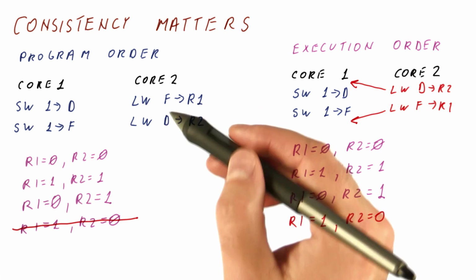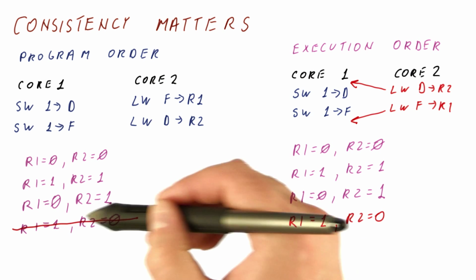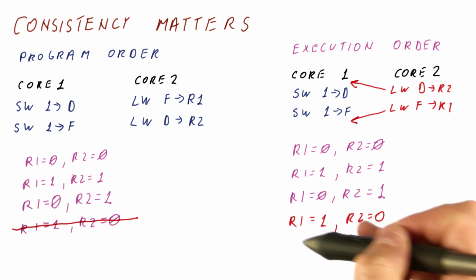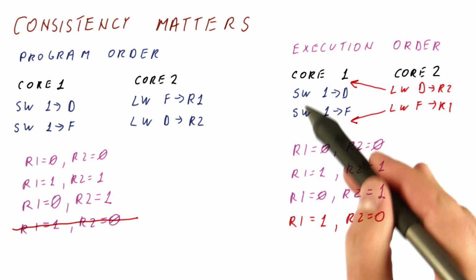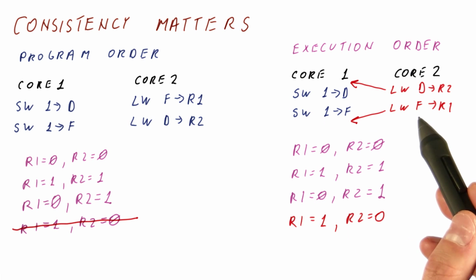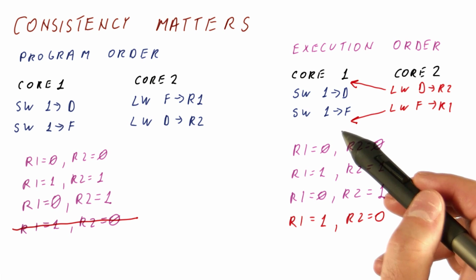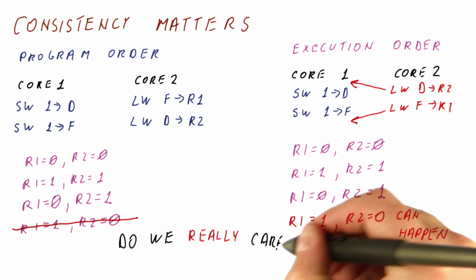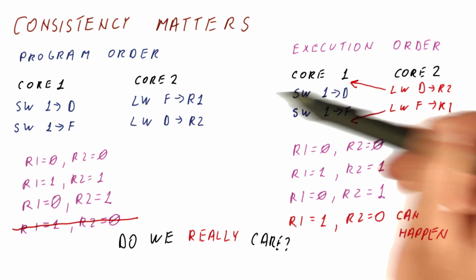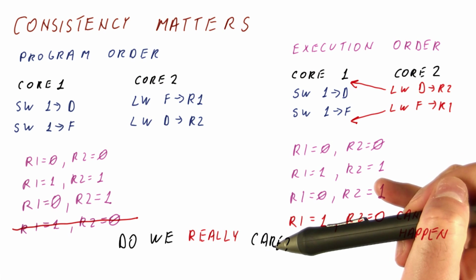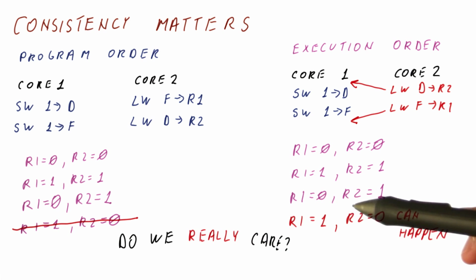So the programmer might have expected that this code can never result in this, but in an out-of-order processor execution on each core, it can. And note that this doesn't violate coherence at all. In all cases, a load and a store obeyed coherence. But do we really care about that? Sure, for some obscure orderings, this can happen. Do we really care? When does it really matter that this doesn't happen? And it does.